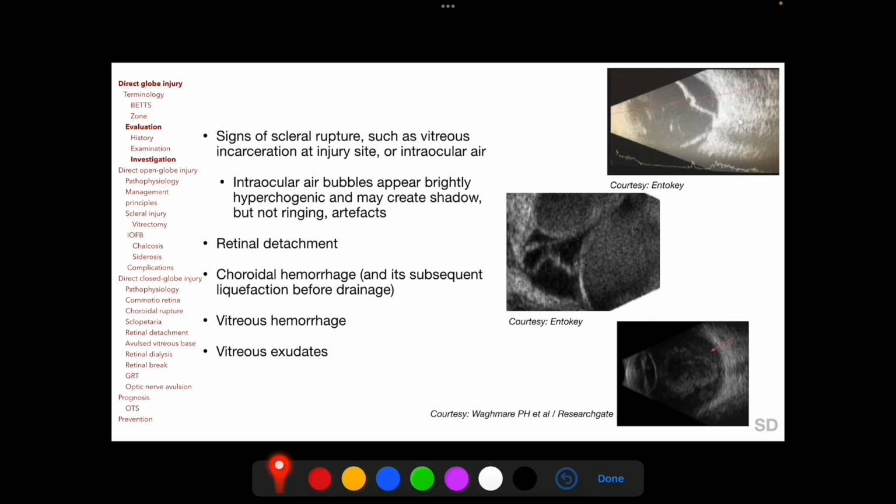B-scan ultrasonography can also show signs of scleral rupture such as vitreous incarceration at the injury site or intraocular air, retinal detachment as seen here in this ultrasound image, choroidal hemorrhage as seen here in this image, and vitreous hemorrhage and exudates which may be difficult to distinguish as seen here in this USG image.